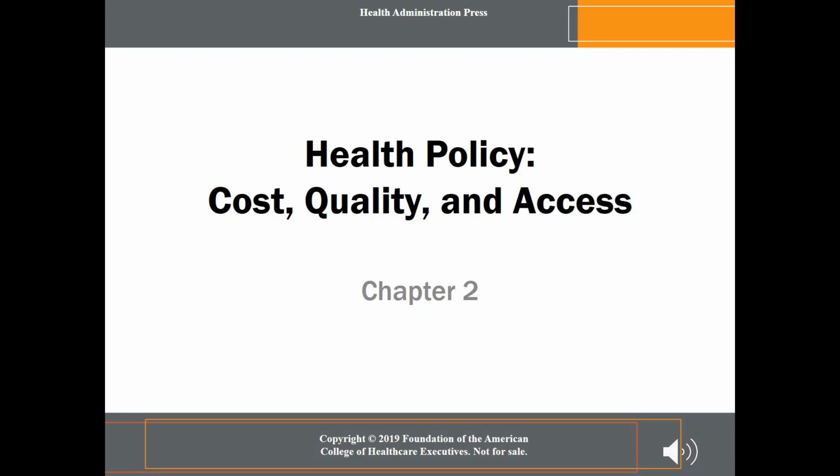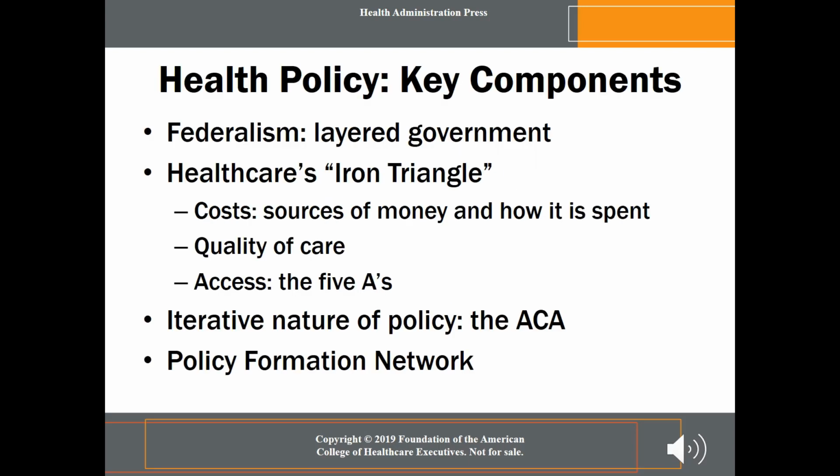Welcome to Chapter 2, Health Policy, Cost, Quality, and Access. The key components to Chapter 2, Health Policy, are federalism, layered government, healthcare's iron triangle, costs, so sources of money and how it's spent, the quality of care, and access, the 5 A's. The iterative nature of policy, the ACA, and policy formation network.